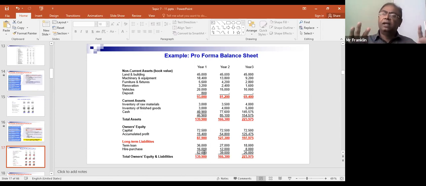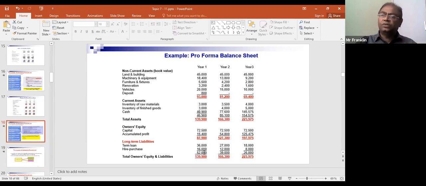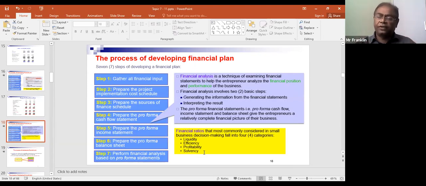Now, after you do all these statements, you need to do an analysis to see whether the company is profitable or not. So most banks or lenders will do some ratios. The ratios are basically the liquidity ratio, efficiency ratio, profitability ratio, and solvency ratio. So these are the different ratios that they will look at.